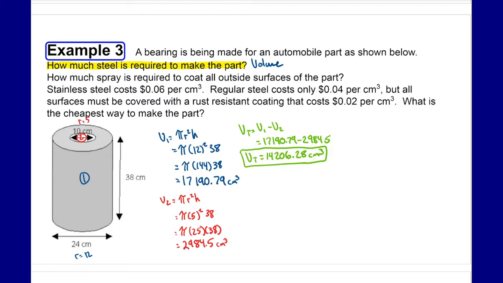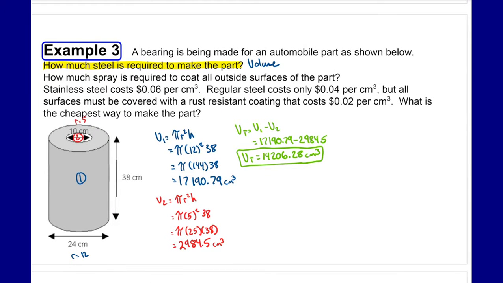Now we need to figure out what is the cost for this, or how much spray is required to coat the outside surface, and then figure out the cost. So to figure out the rust resistant coating for all outside surfaces, we need to figure out the surface area. Because it is for the outside surface, we don't need to worry about the inside surface or that inner cylinder. It's just everything on the outside.